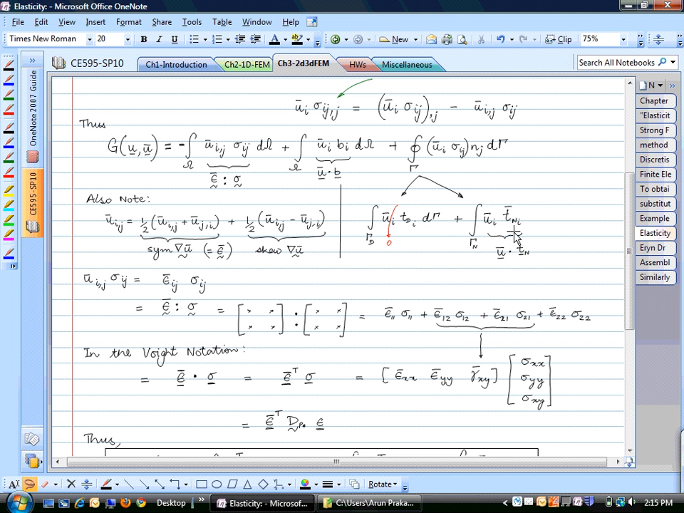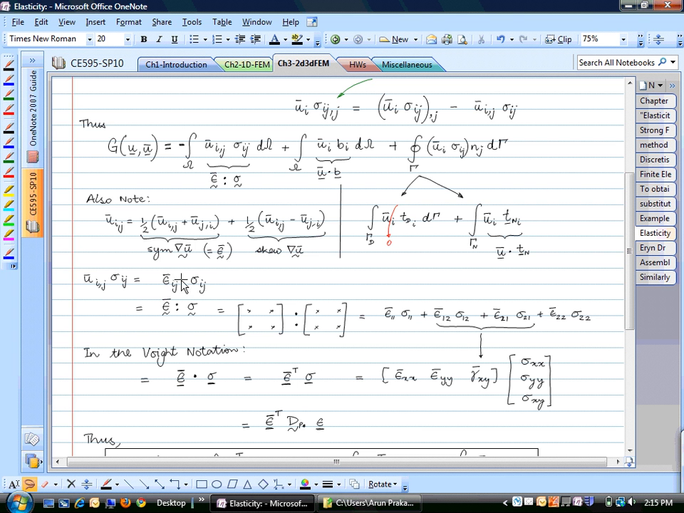Given tractions. For some reason, the bar on the traction has gone up. It should be down. So this is the virtual displacement dotted with the real traction applied on the traction boundary. So this term and this term put together will give us the external virtual work. So this is again the same form: G is equal to Wi minus We.